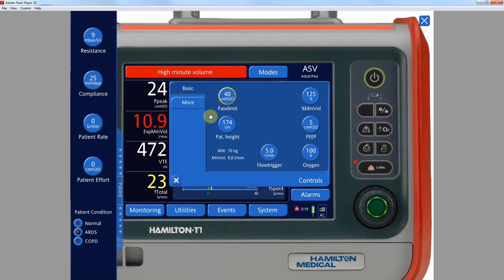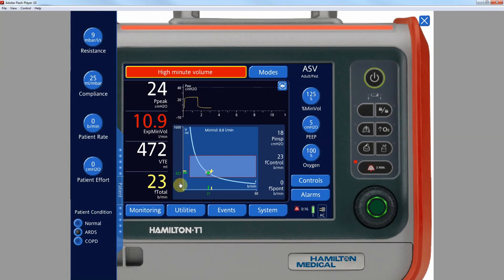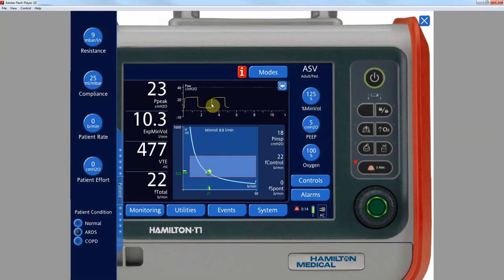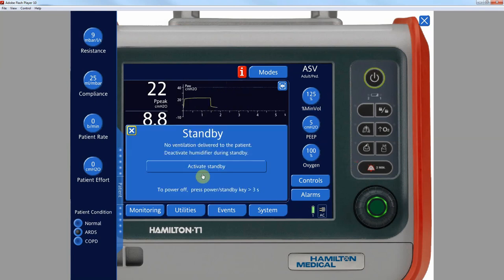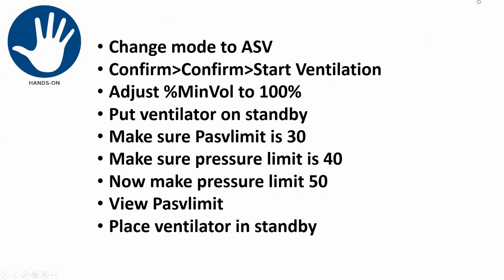And if we change our PASV limit to 40, it's going to allow the ventilator to deliver a breath up to 40. Okay? It's going to allow the ventilator to deliver the breath up to 40, and it won't dump that breath or open the exhalation valve until it gets up to 50. And those are dangerously high airway pressures that we want to avoid.